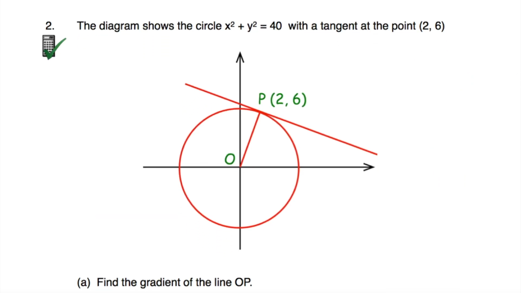Okay, question number 2. We've got this circle, and we've got O as the centre of the circle, so the origin is the centre of the circle. P is a point on the circle, which is the point 2, 6, and there's a tangent to the circle at that point P.